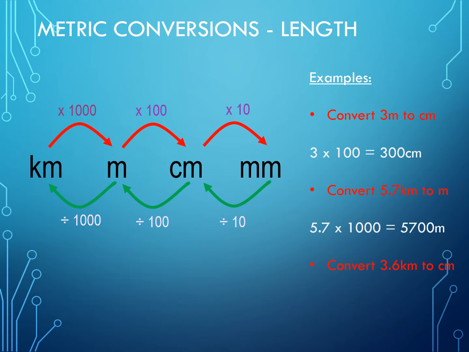Here's another one. Convert 3.6 kilometers to centimeters. Now notice we are actually going to do two processes. From kilometers, we're going to have to first change to meters, and from meters, we're going to change to centimeters. So following the arrow along the red, first and foremost, kilometers to meters, what do we have to do? 3.6 times 1,000, which is 3,600 meters, and then we have to times it by 100 to convert it into centimeters, and we eventually end up with 360,000 centimeters.